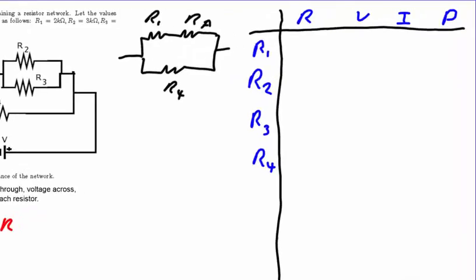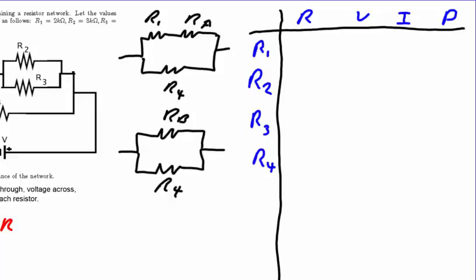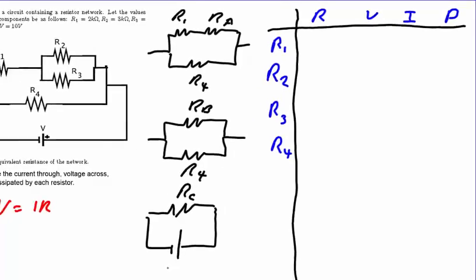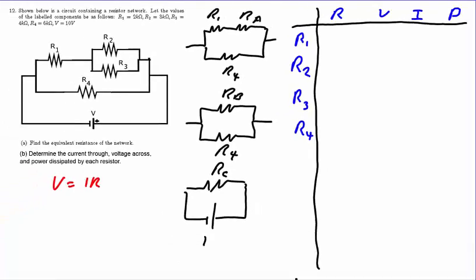The next level of simplification is to combine resistors R1 and RA in series into a new equivalent resistor, and we're going to call that one RB. Finally, the last simplification is to combine resistors RB and R4 in parallel, making resistor RC, and then in this diagram we finally put back the battery in its original orientation, because now the circuit is simply one battery and one resistor, and the value of the battery is still 10 volts.